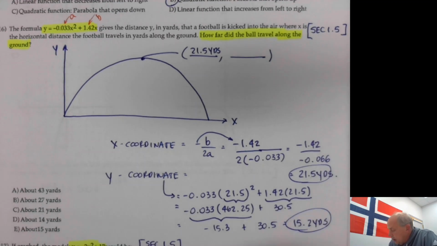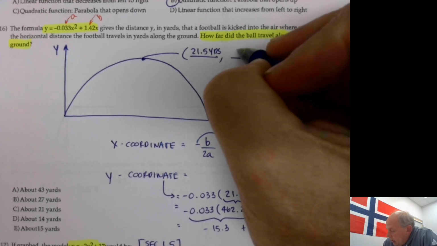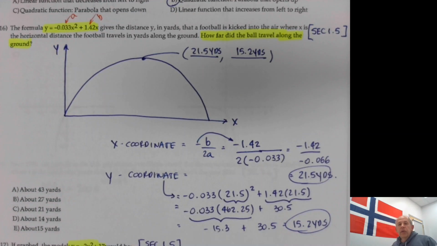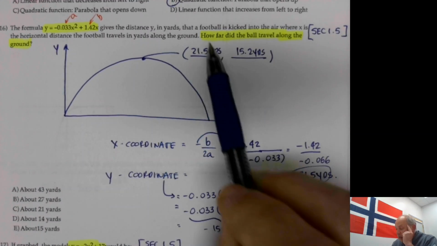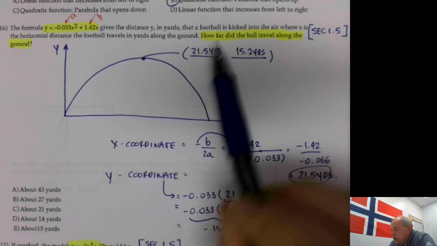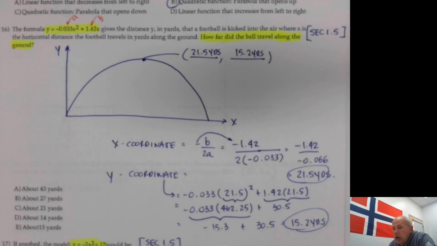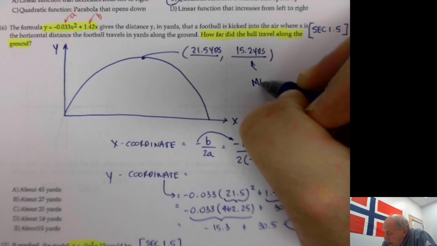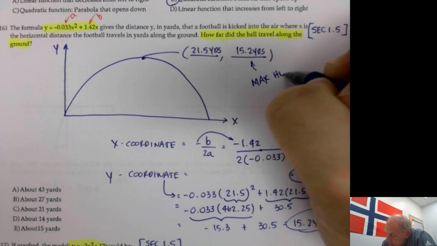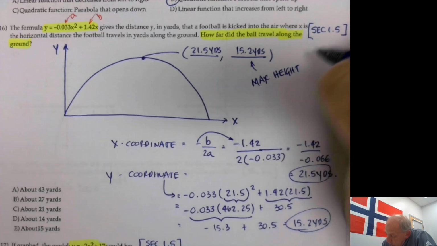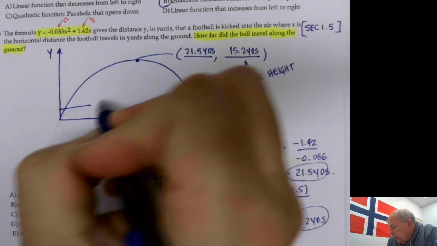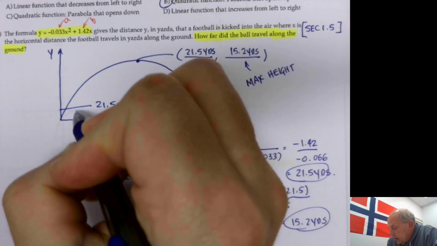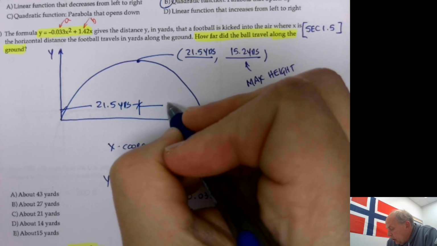There's my x coordinate. There's my y coordinate. Let me write that up here. And I'm done with the problem. All I have to do is answer what I'm solving for. How far does the ball travel along the ground? This y coordinate is your maximum height. 21.5 is the distance from where the ball is kicked to the vertex along the ground.